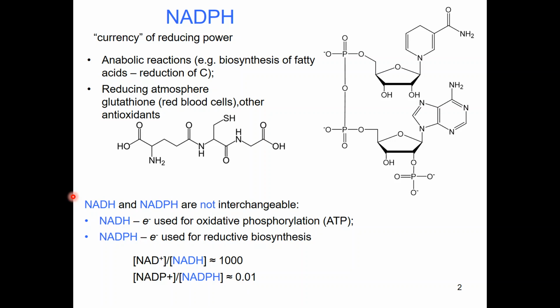NADPH that you can see here and NADH, which is a product of glycolysis, are not interchangeable in the cell. They perform different functions. NADH is used as a donor of electrons for oxidative phosphorylation. NADPH donates its electrons for reductive biosynthesis. And so it is reflected in the ratio between the oxidized and reduced form of each electron carrier in the cell. In the cell, we have a higher amount of NAD plus in comparison with NADH, but the phosphorylated counterpart is mostly present in the reduced form because it functions in its reduced form most of the time.